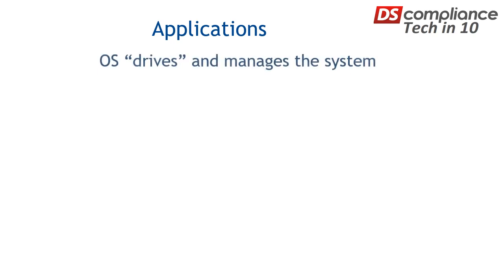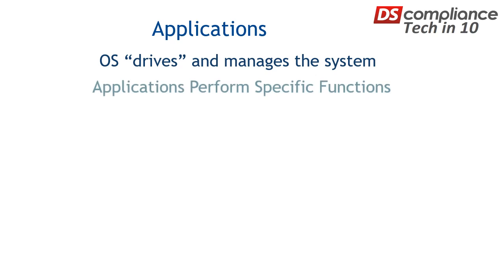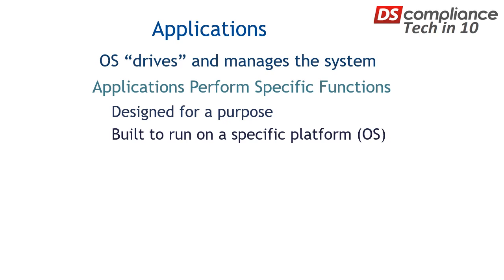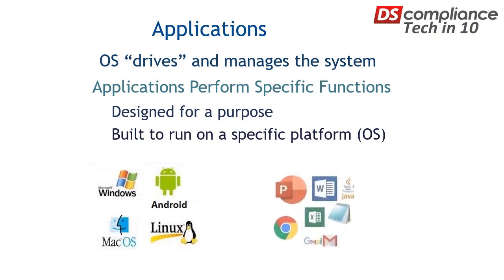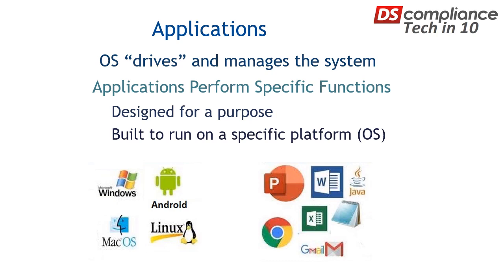Now let's look at applications. What's the difference between OS and application? Whilst the purpose of the OS is to manage the operation of the system, an application is designed with a specific purpose in mind, and is built to run on a certain OS. So you get applications for Apple, for Android, Windows, Linux, and so on. There are many applications, and these are just some examples. There are far too many to list here, but hopefully you get the idea.